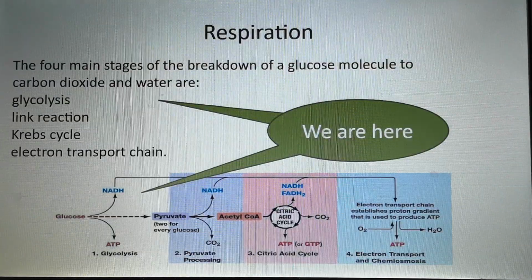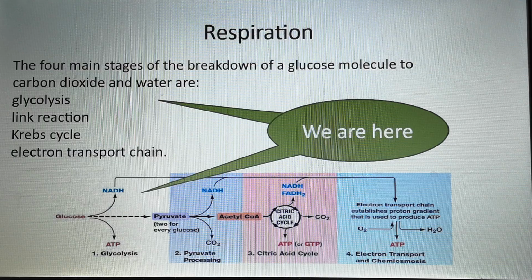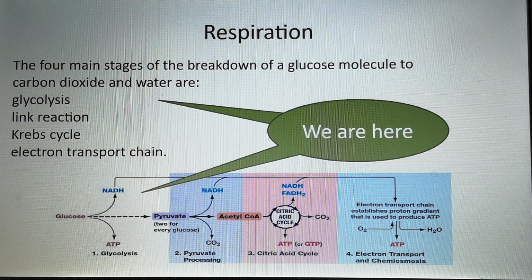Okay, so let's go to the top. Respiration has 4 main stages that are linked. So glycolysis leads into the link reaction, which leads into the Krebs cycle, which leads to the electron transport chain. And the whole point of respiration is basically to turn all of that energy in glucose into ATP, into a little package of energy that can be used.